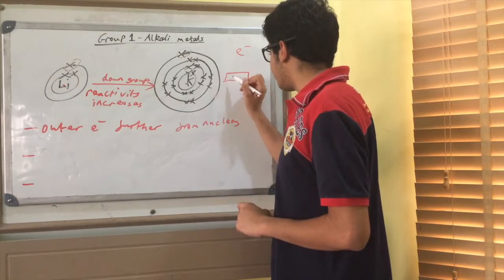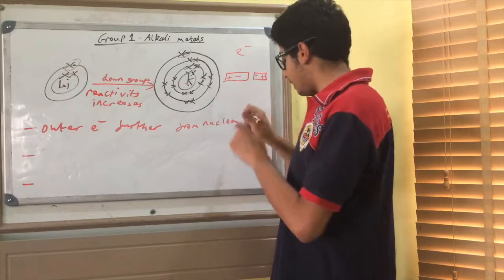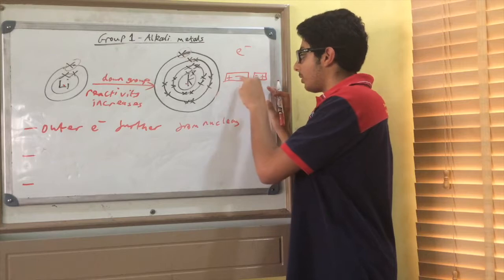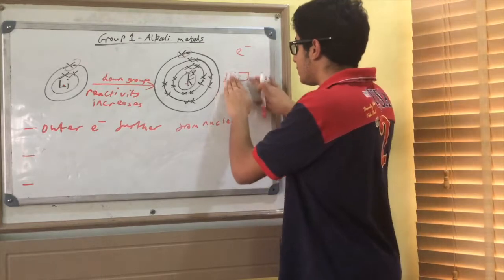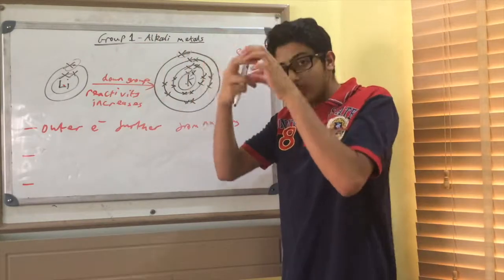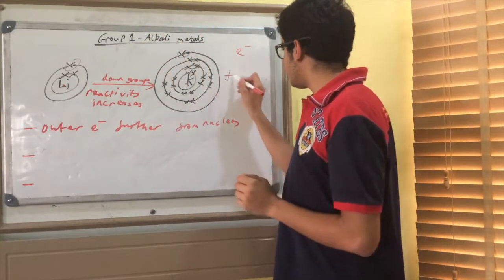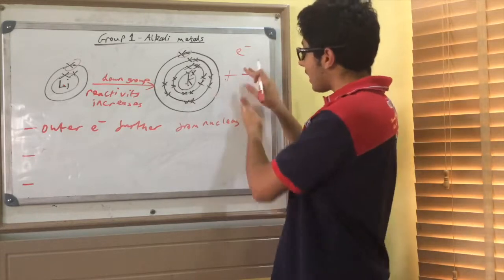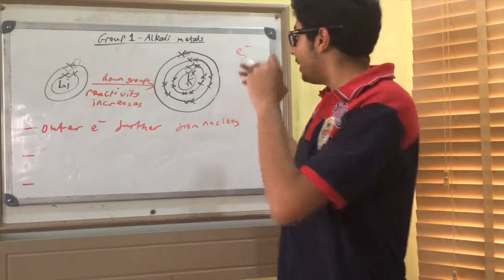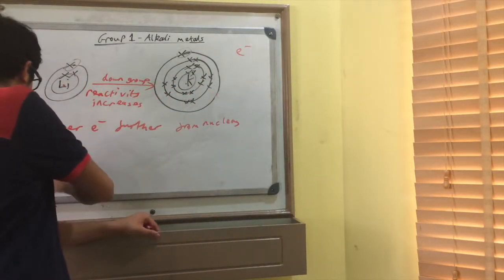Imagine a magnet. Electrostatic forces of attraction: you've got negative here, negative here. So like forces will repel. If you've got a negative and a negative, they will repel. A positive and a positive, they will repel. If you've got a positive and a negative, they will attract. It's like a magnet with north and south.